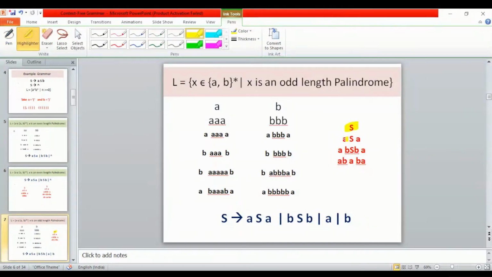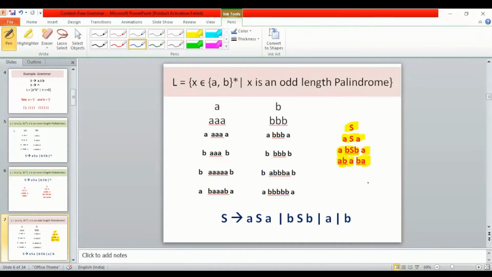From S we are having ASA, then for the S non-terminal we are replacing with BSB, and then we have A at the last. So now to terminate the process, we don't have null here. As we don't have null here, we have to put A or B as per the requirement. So here we are putting A. So we are getting the pattern ABABA, which is an odd length palindrome.